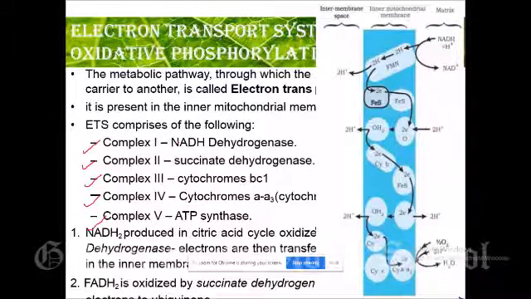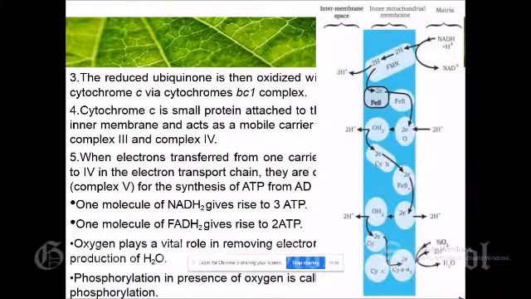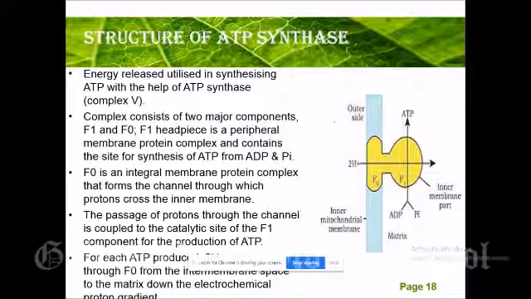Complex 1 includes the NADH dehydrogenase, right? These are the complexes that include a number of enzymes, right? Whenever there is a suffix that is ase, that means it is an enzyme. So in the second complex, succinate dehydrogenase is there, then cytochromes b, c1 are there, then cytochrome a, a3 is there, and then ATP synthase. This is nothing but the kind of production in which the NADH or the ATP molecules form a kind of linkage between the glycolysis and the citric acid cycle, also known as the Krebs cycle, right?